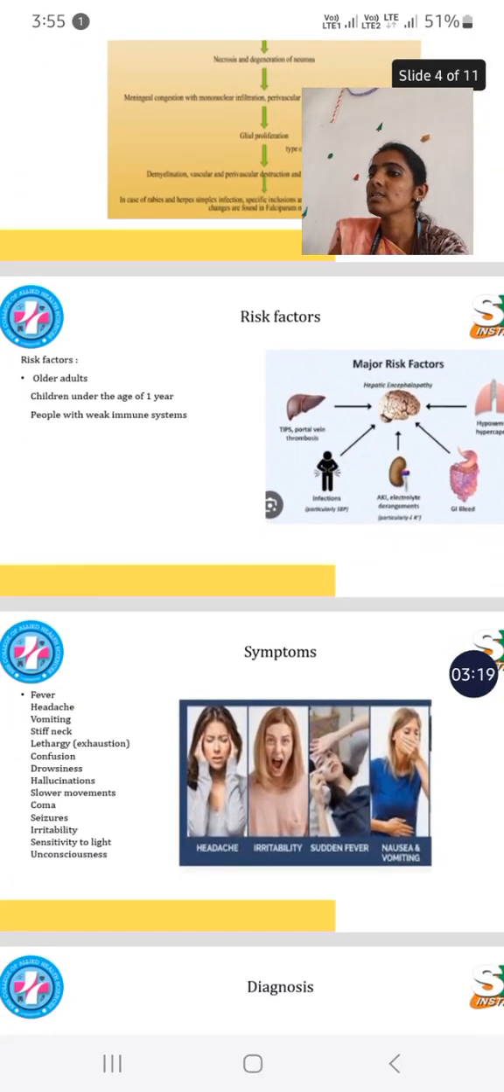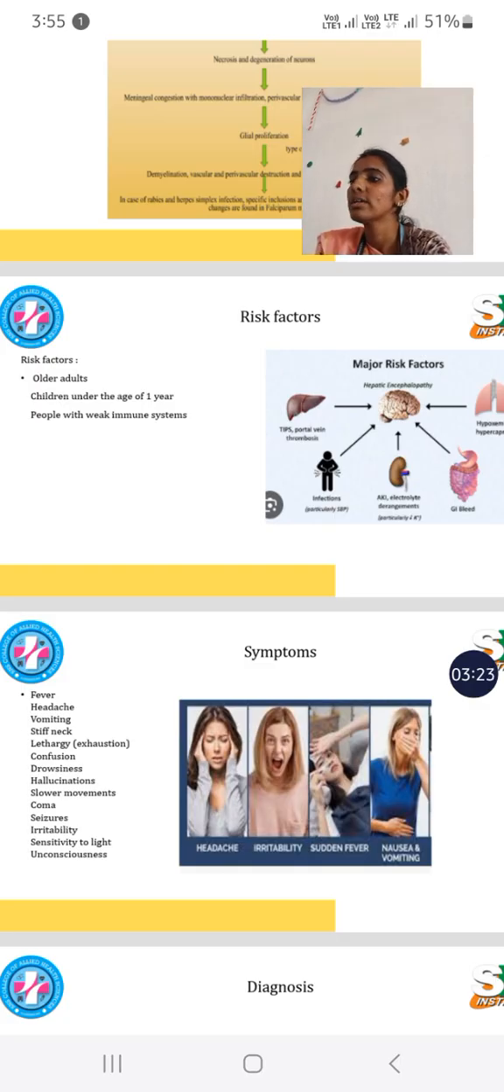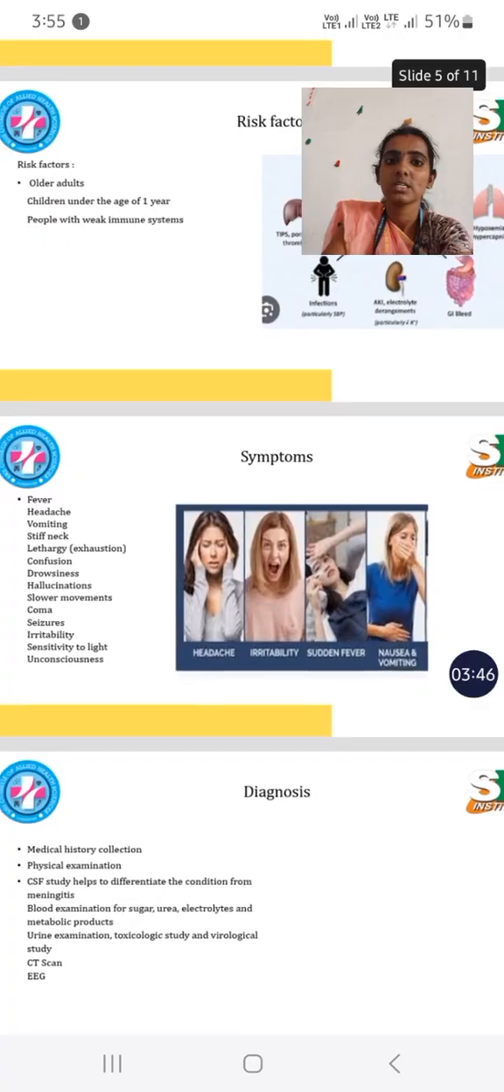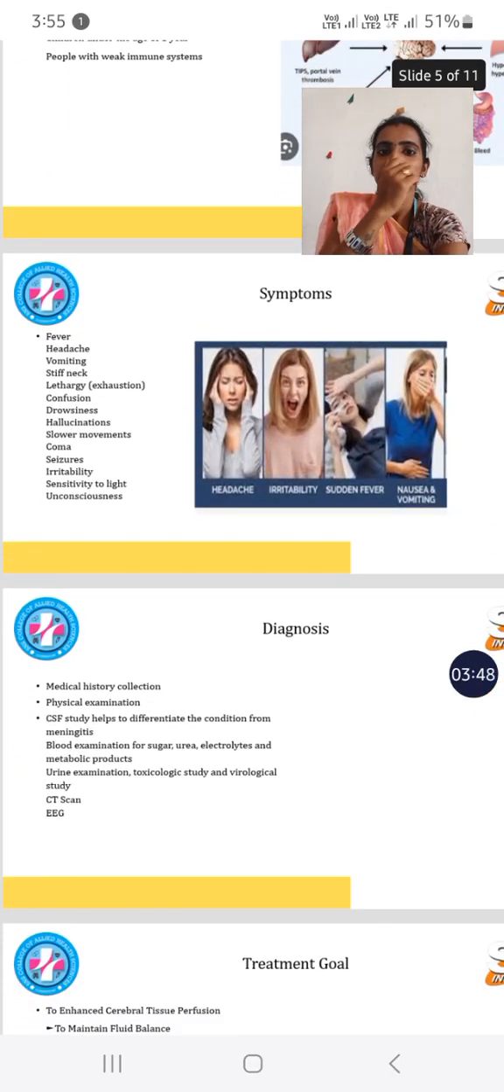Another topic is risk factors. The major risk factors are older adults, children under the age of 1 year, and people with weak immune systems. The common risk conditions are hepatic encephalopathy, portal vein thrombosis, infection, acute kidney injury, electrolyte derangements, gastrointestinal bleed, hypoxemia, and hypercapnia. So these are all the common risk factors.